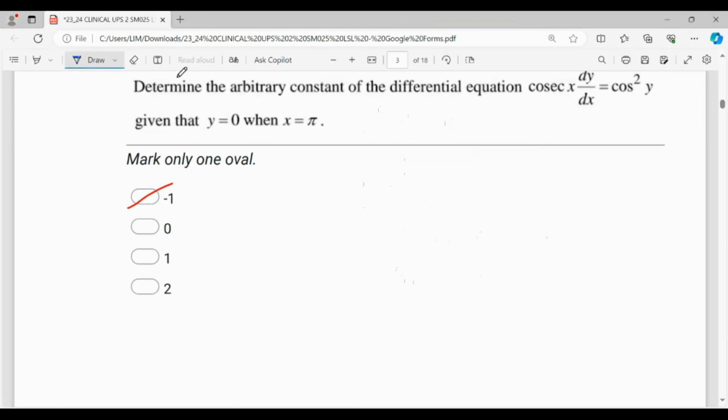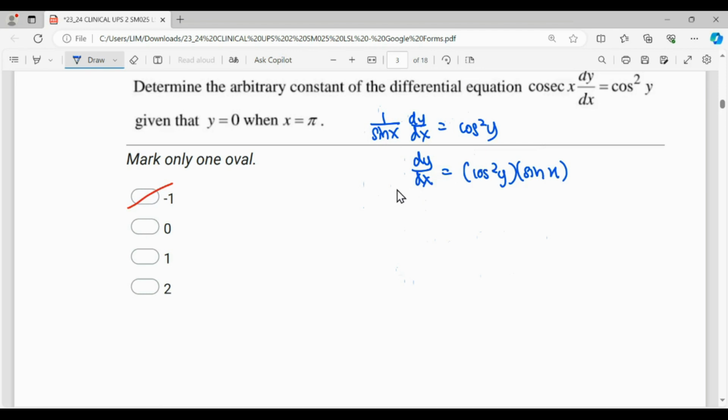Determine the arbitrary constant of the DE cosecant, which is 1 over sine x dy/dx equals cos squared y. So we rearrange dy/dx as the subject. So cos squared y will be times sine x. Look at our variables here, where y and x can be factorized completely in one bracket, which means this DE can be solved by the separable method.